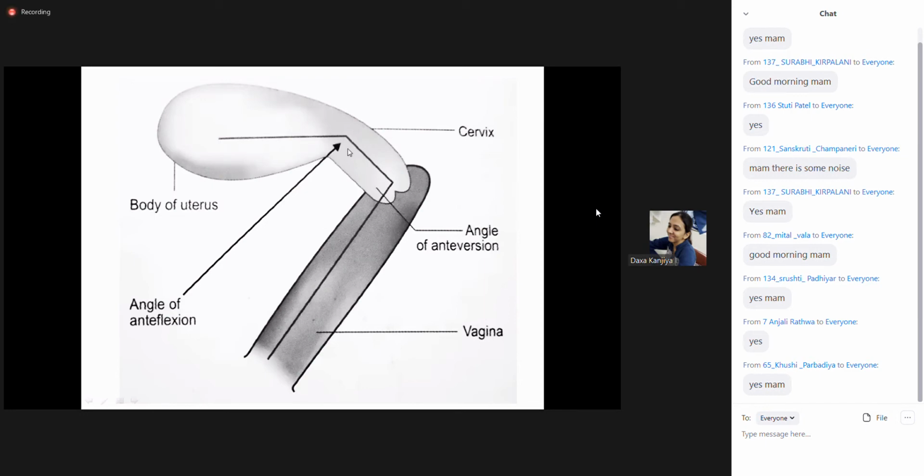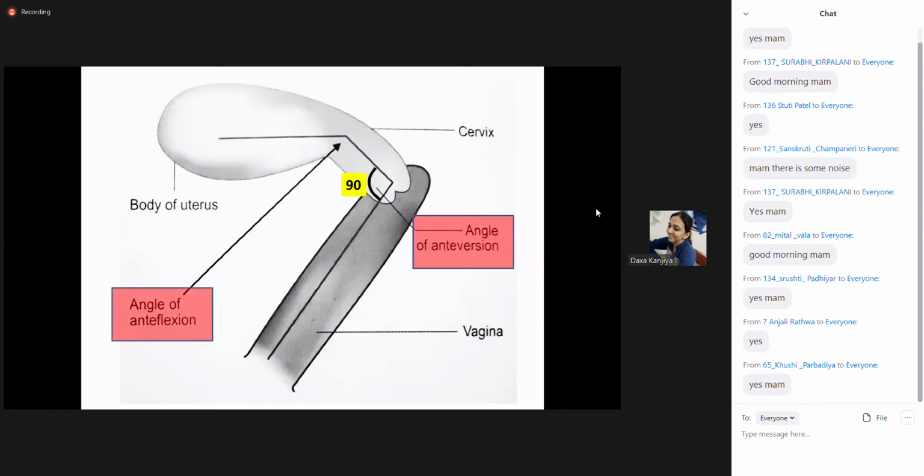So what is the angle of anteversion? Version, as I told you, is the word which is used for the vagina. So the angle between the long axis of the cervix and the long axis of the vagina is called the angle of anteversion, and it is around 90 degrees.